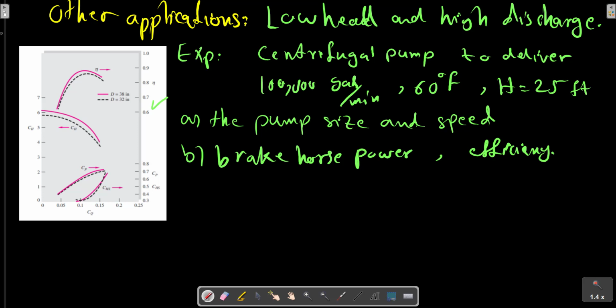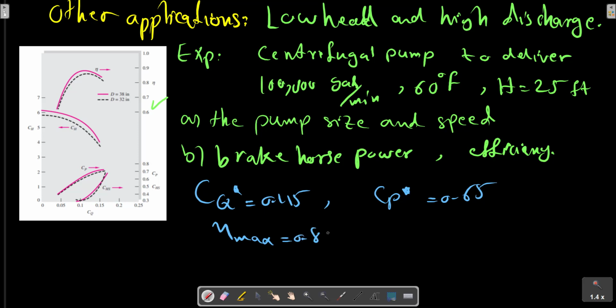In this example we should use the equations related to the non-dimensional parameters, which are, for example, the constants C Q star, the best efficiency point, eta maximum, and C H star.